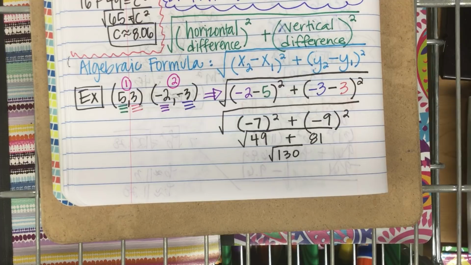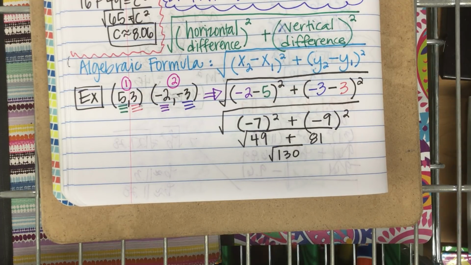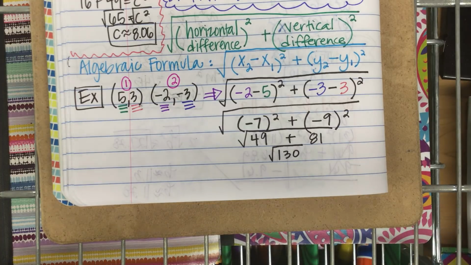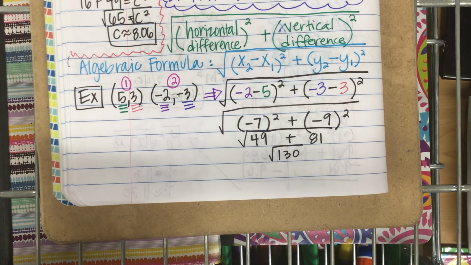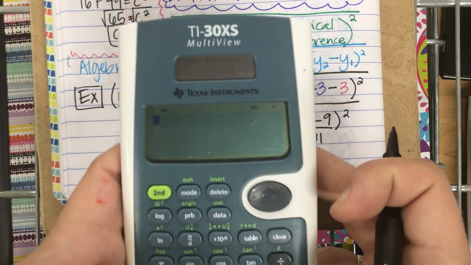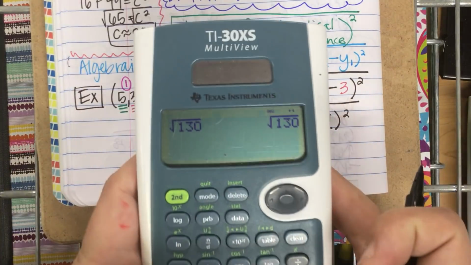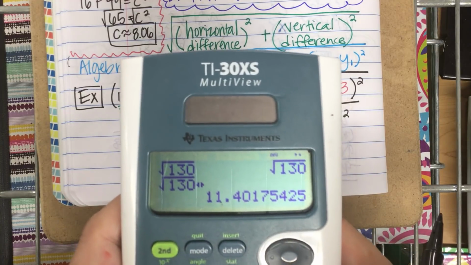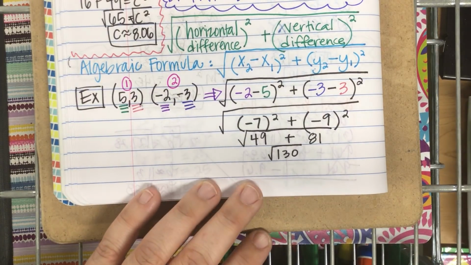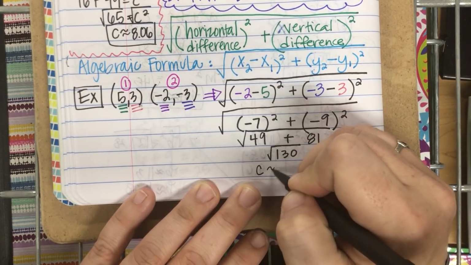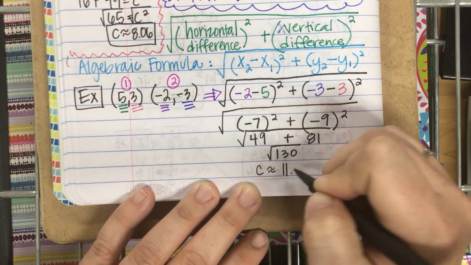And 130 is between 11 and 12. Right? 12 times 12 is 144. 11 times 11 is 121. So I know it's going to be between 11 and 12. And if I do the square root of 130, then I'm going to convert it. 11.4. So my C, my distance, is 11.4.